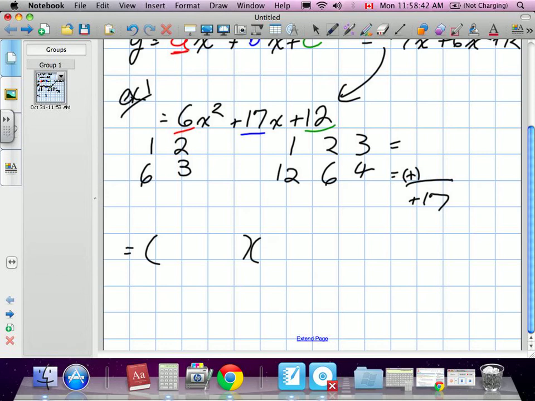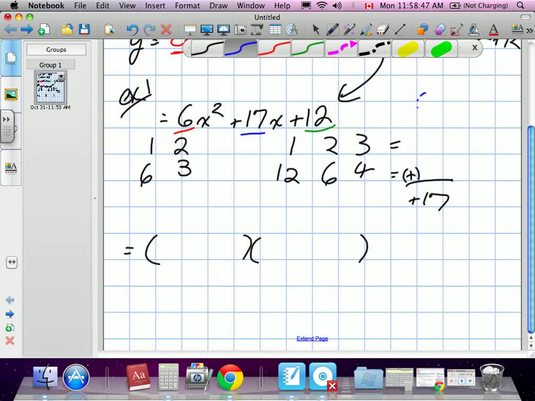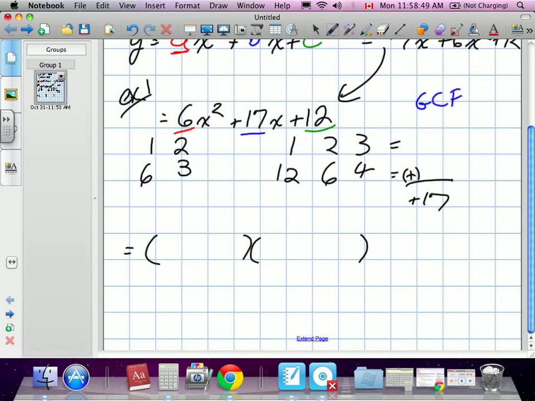Just as a side note, I need to look for the greatest common factor first, and I quickly looked through this. 17 is a prime number, so there was no greatest common factor to pull out. Always look for the greatest common factor first. So now that I've set this up, we have our columns.